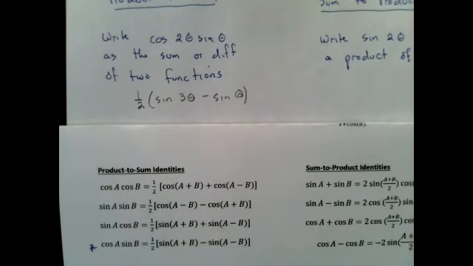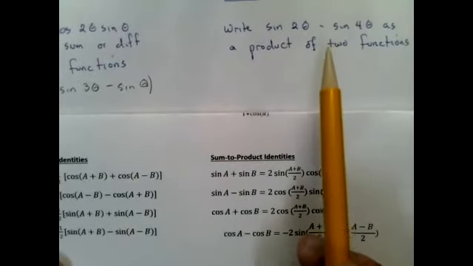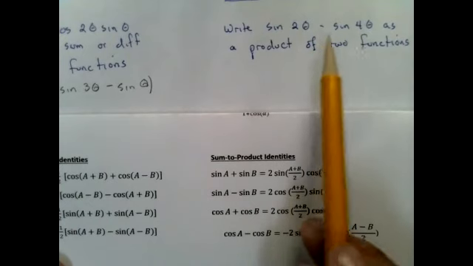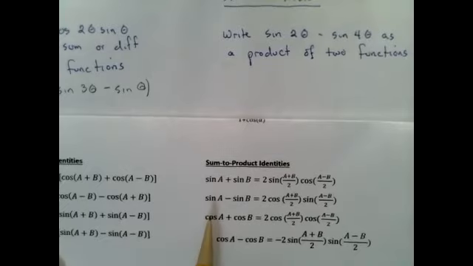It's just another way, identities that we have that we could use to make a change, rewriting an expression so that we can work with it. Now the sum to product. Well, actually, I have a difference. I have the sine minus sine. So I come down, it looks like I'm going to use this second one.